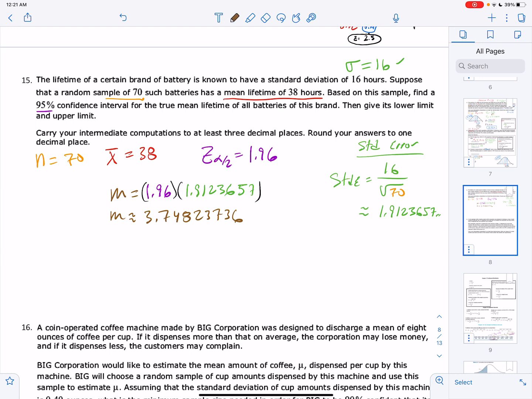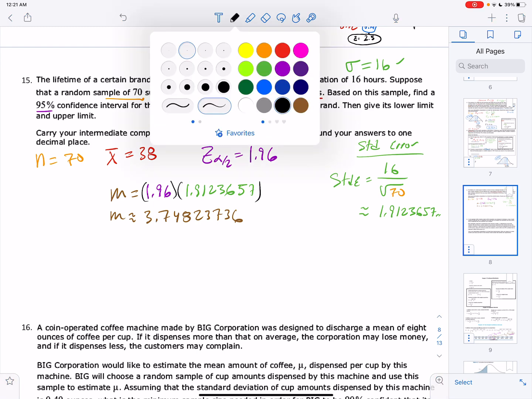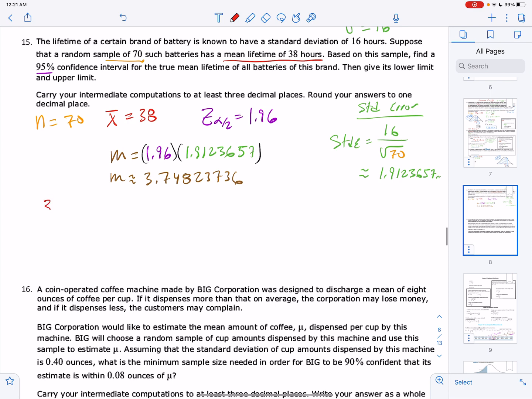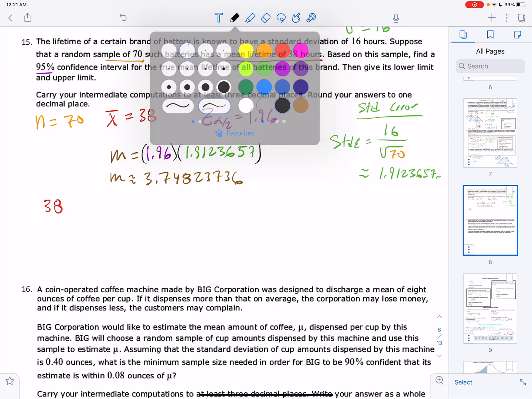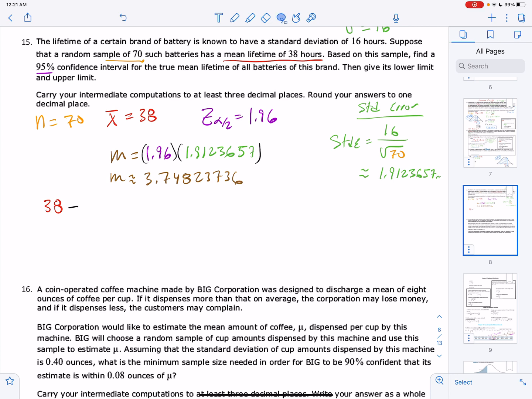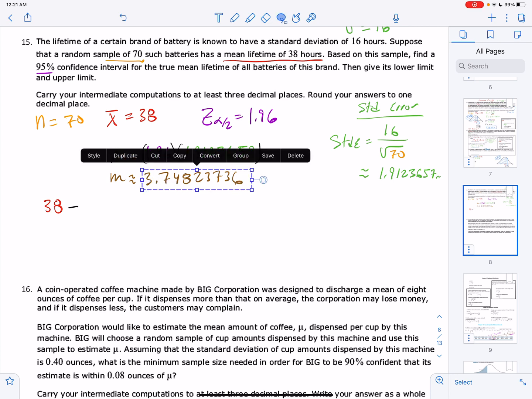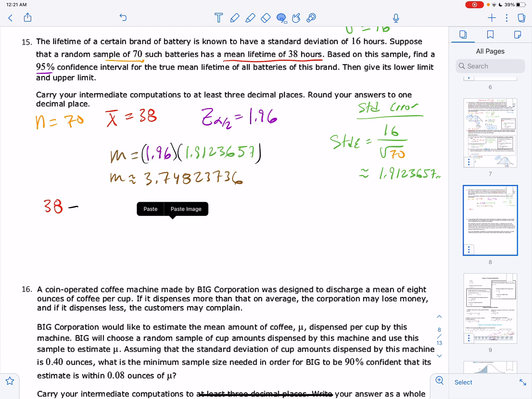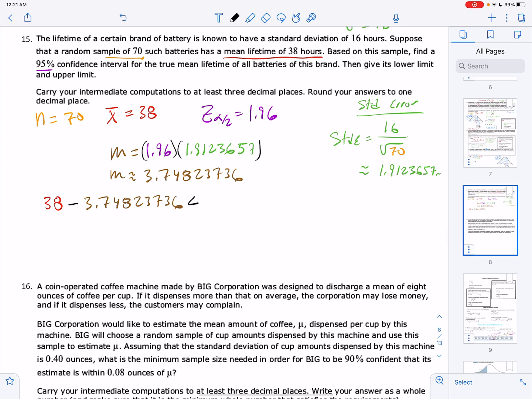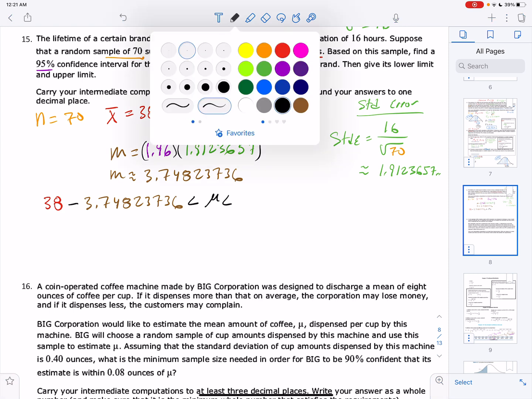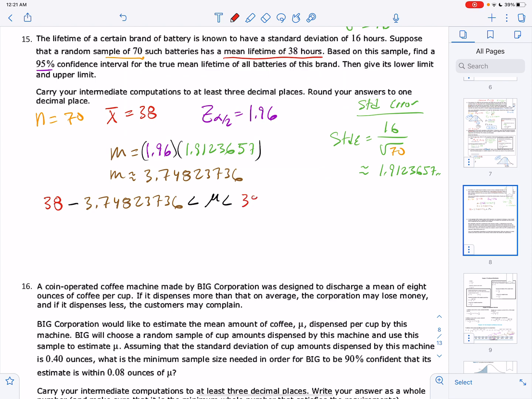So now let's find our confidence interval. We start off with a point estimate, which is 38. Then we have to subtract the margin of error. I'm so tired, I'm just going to copy it again. Copy, paste. There it is. Remember, we're trying to get a confidence interval for the population mean. On the upper limit, it's our point estimate of 38, and we now add the margin of error.